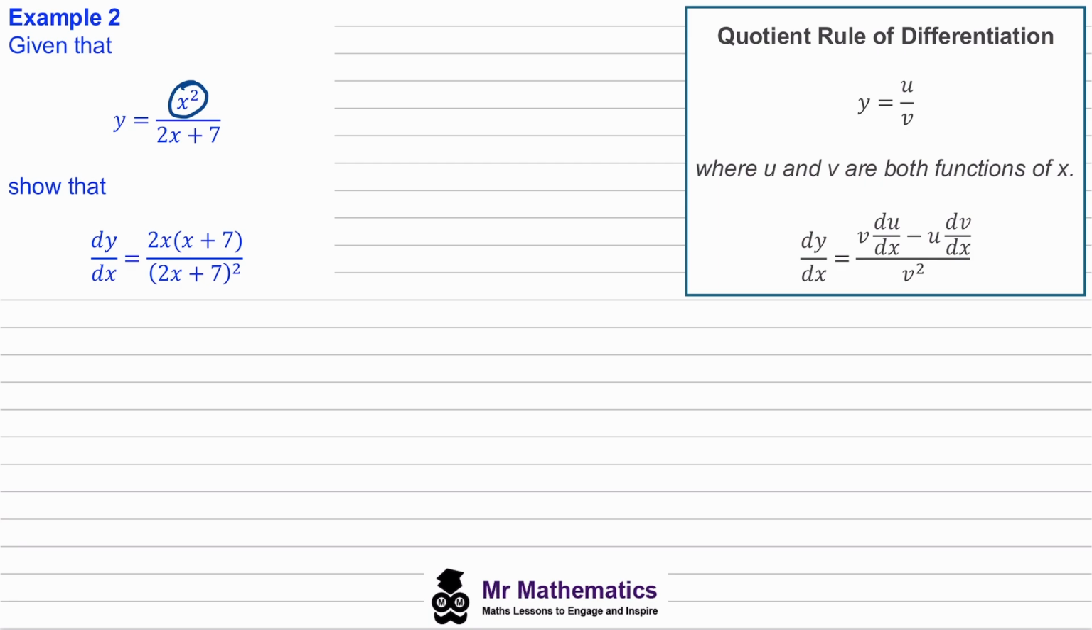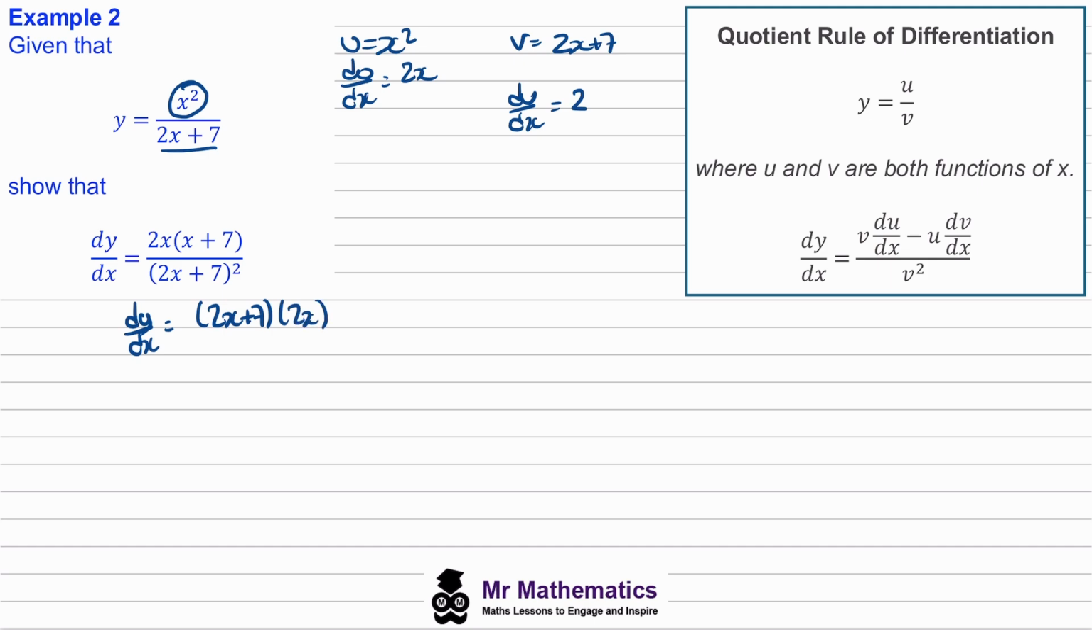The u is the numerator, so this equals x squared. So du by dx will be 2x. V is the denominator, so 2x plus 7. So dv by dx will just be 2. We'll substitute them into the quotient rule, so dy by dx will be v times du minus u times dv, all divided by v squared.